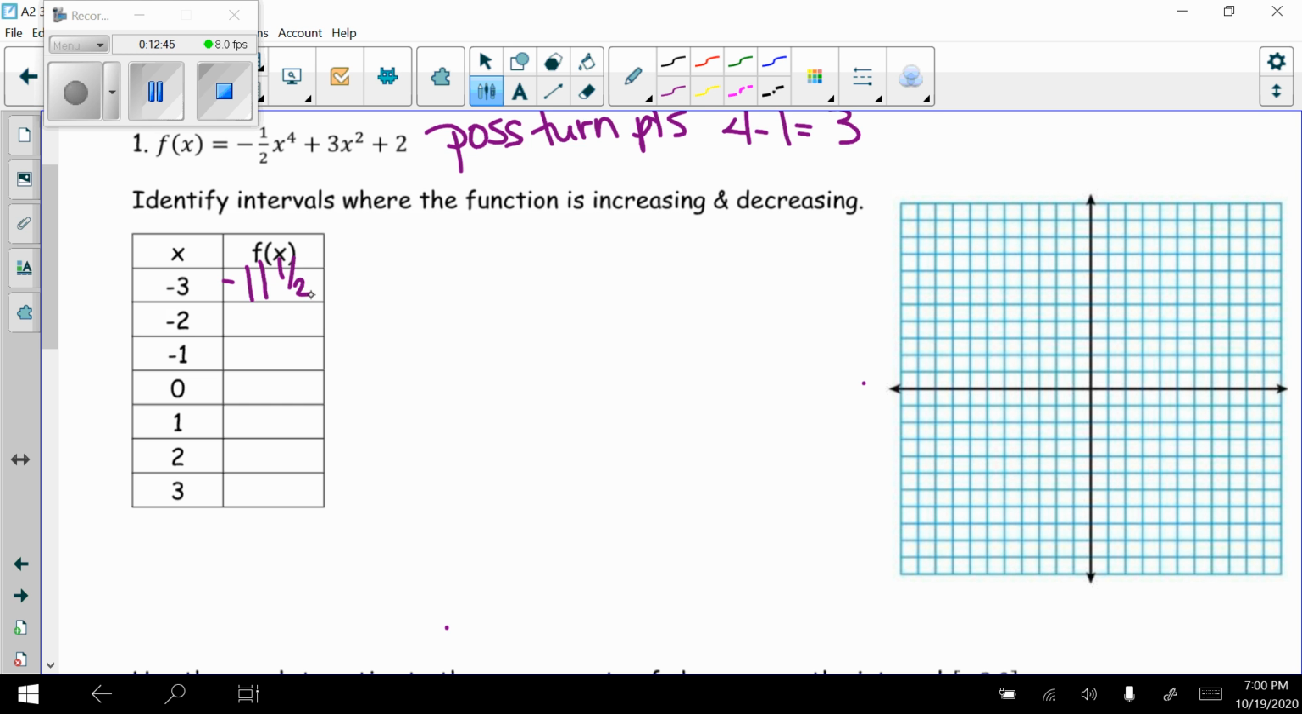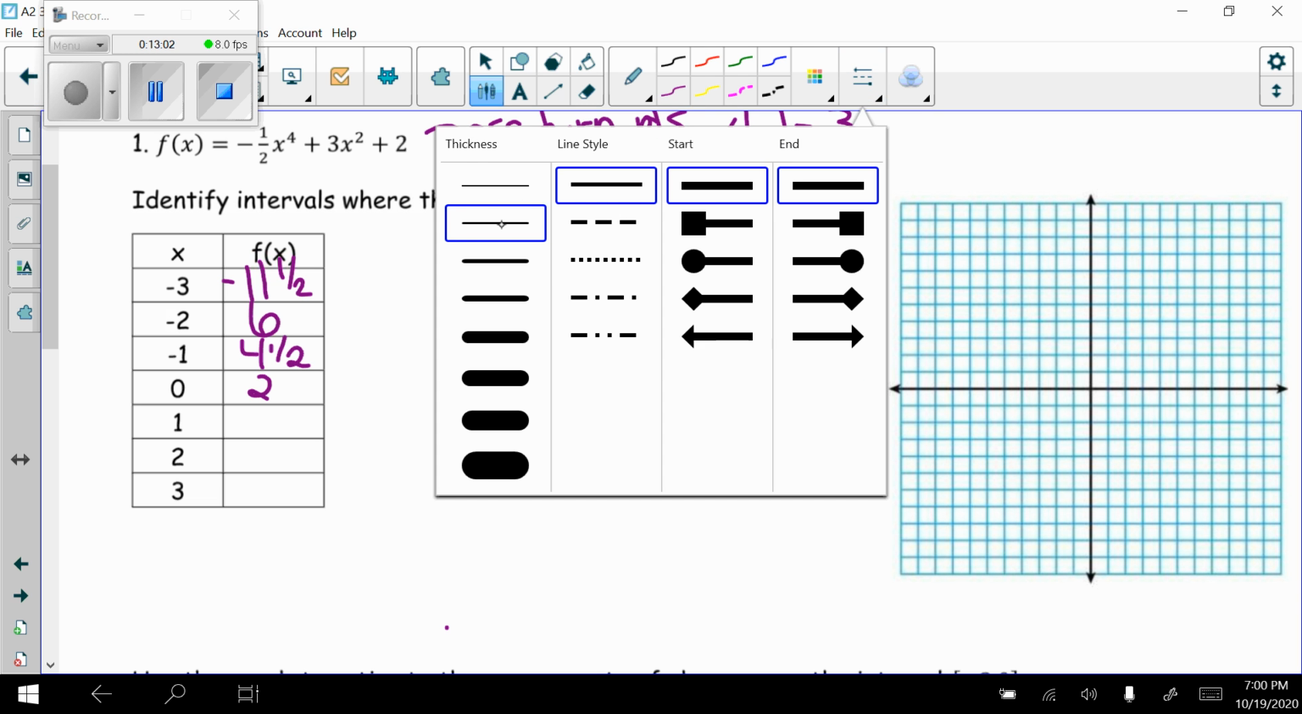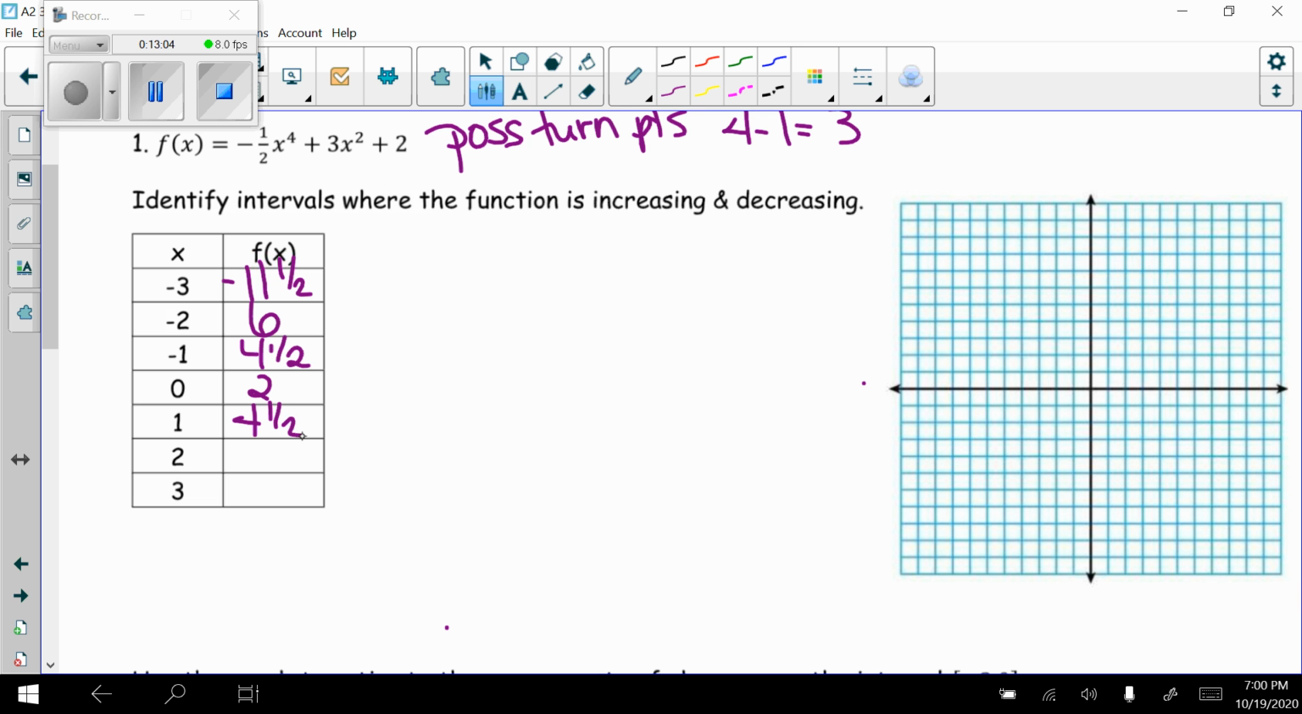At -2, it's 6. -1 is 4.5. At 0, we're at 2. Then we're back to 4.5. Sorry about that. 6 and -11.5.